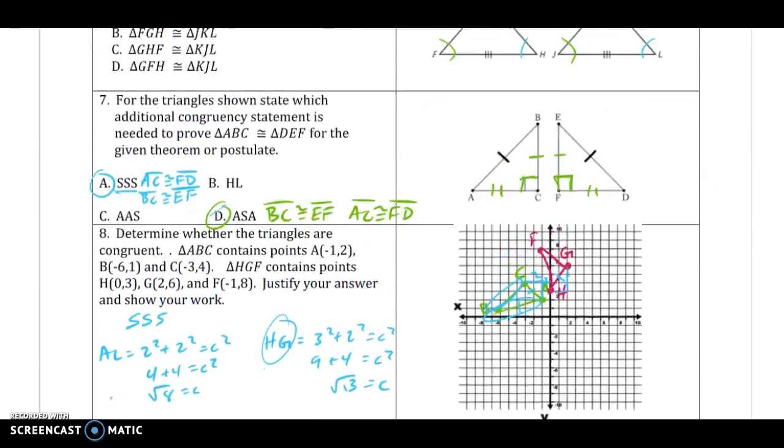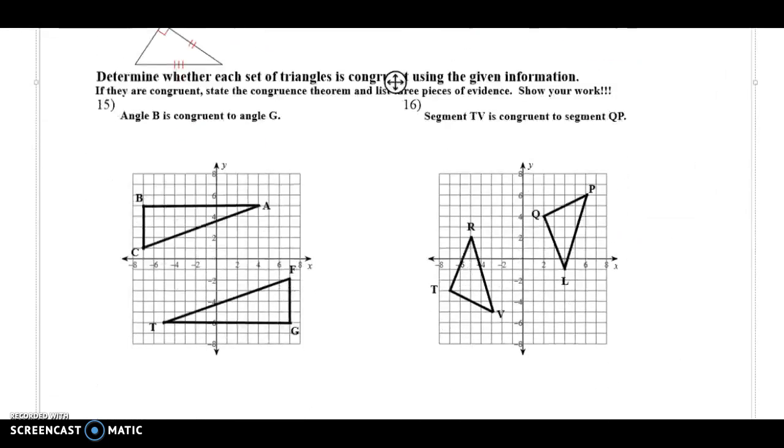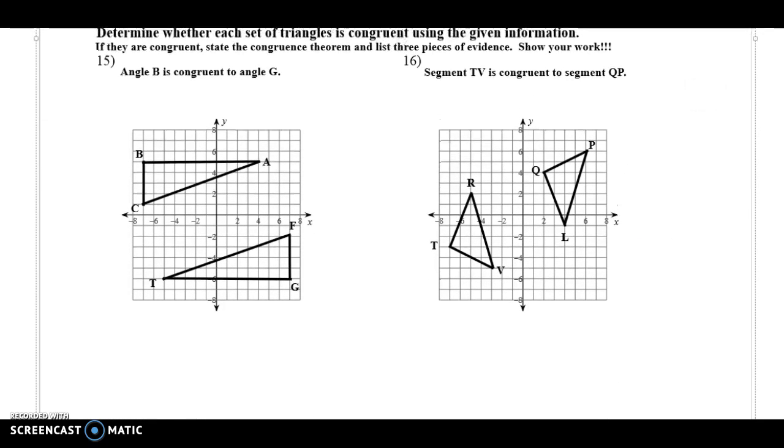15 and 16 are just like 8, except we're given something now. So we're given that B is congruent to G. We can tell these are right angles. We already know that. You have options. You can do hypotenuse leg, meaning find this one with one of these, this one with one of these, or you could do side angle side, meaning side angle side with side angle side. But you must show me the math for that and state it.